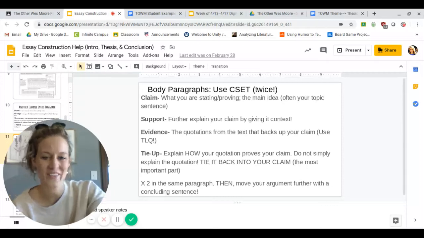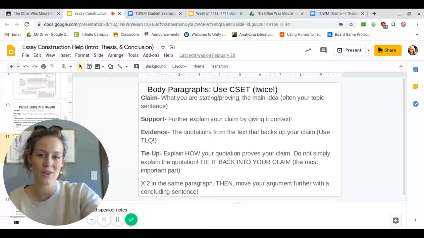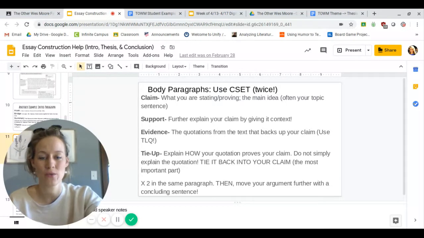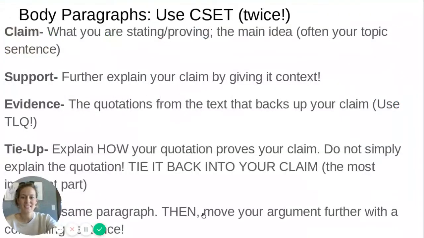Popping in just to give you a little review lesson on CSET, which is the argumentative structure that we use to write our body paragraphs. This is the PowerPoint that we use to help us write the Odyssey essay, and the body paragraphs for the Other Wes Moore essay are going to be the exact same. Now remember, the most important thing I can teach you is how to be persuasive and convincing to help you get what you want. And this structure will not fail you in that regard.